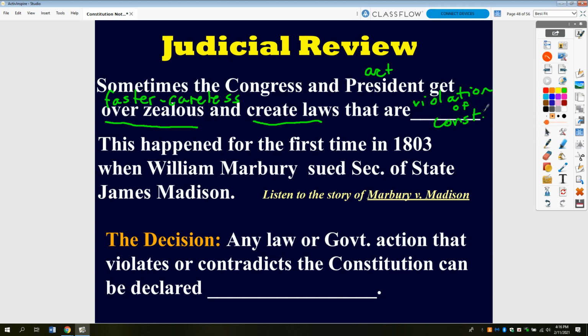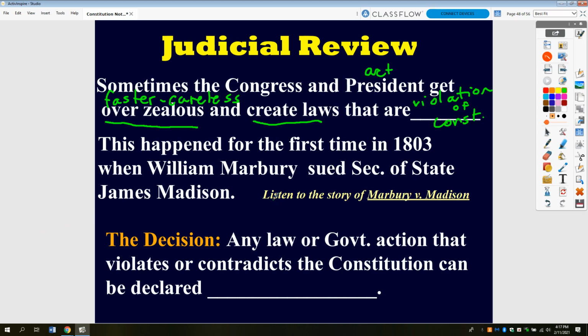Their action or the law they make is a violation of the Constitution. What does that mean? Well, what the Constitution says is you can't do that thing. And yet they did it anyways. Now, this happened for the very first time that we know of only because there was a Supreme Court case about it. You could probably make the argument that it happened before this time. But it happened for the very first time in 1803 when William Marbury sued the Secretary of State at the time, James Madison. This was before James Madison was president.